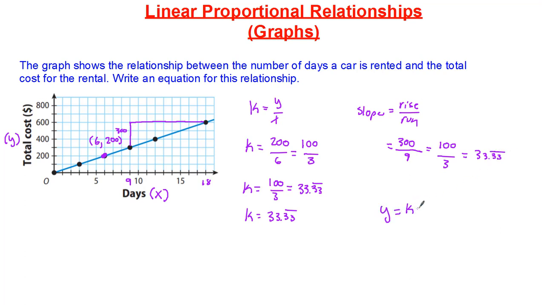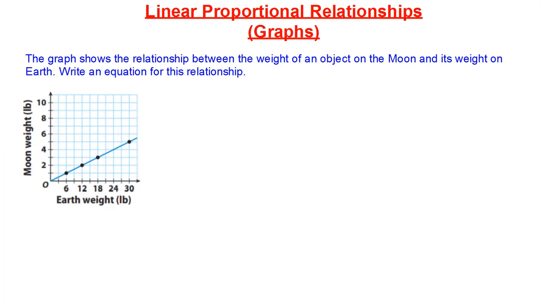Now let's write our equation. Y equals kx. Y is going to be equal to, I could either keep it as a fraction, 100 over 3, and then x, or I could say y is equal to 33.33 repeated x. That's basically it. Okay, now at this point you could feel free to stop the video. You have all the information that you need, but if you want to see another example, go ahead and continue to watch the video.